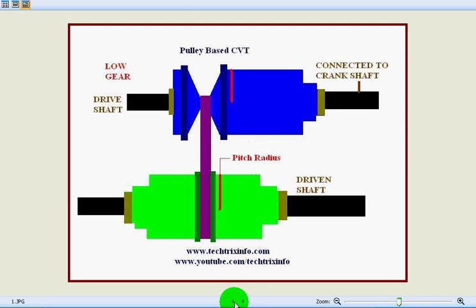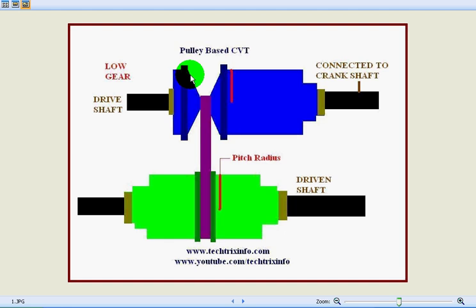Okay, I think you have seen the animation. Now we'll explain how it is actually working. So we have two sets of pulleys over here. One is the drive shaft connected towards the pulley. This is the driving pulley, and we have another set over here. This is the driven shaft which is connected towards this pulley. So this is the driven pulley, and we have a belt in between connecting them. So those are the main components.